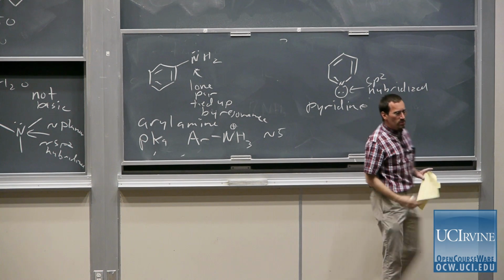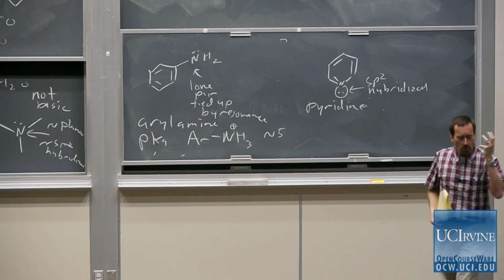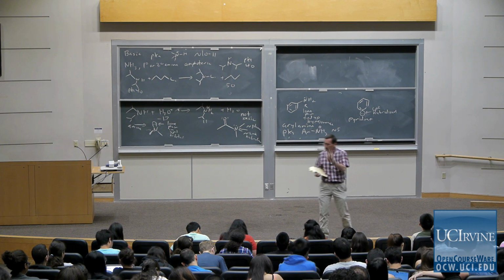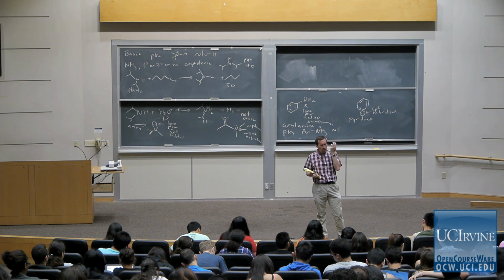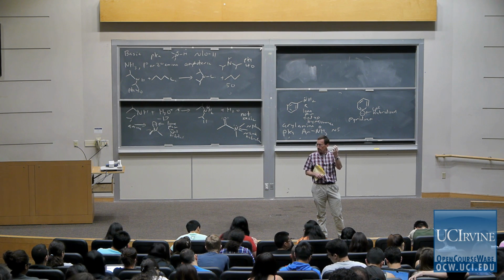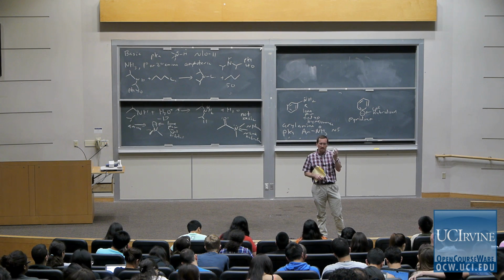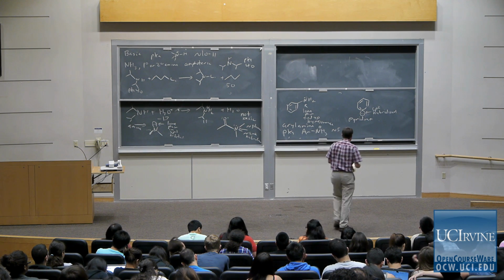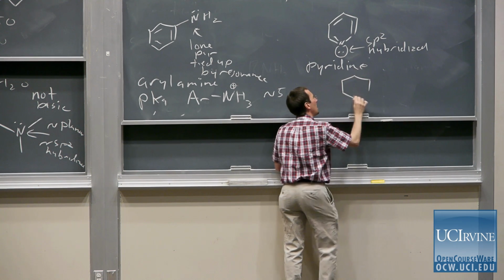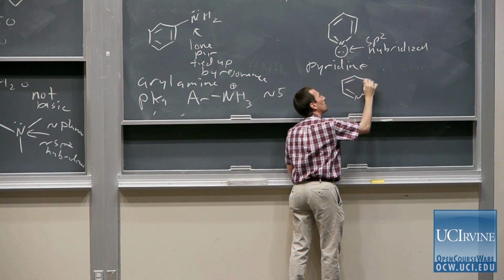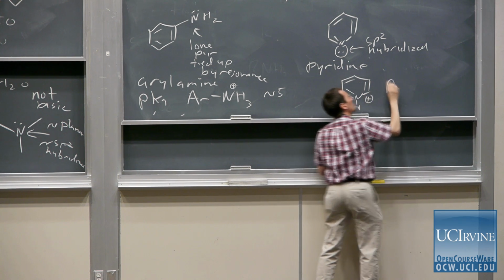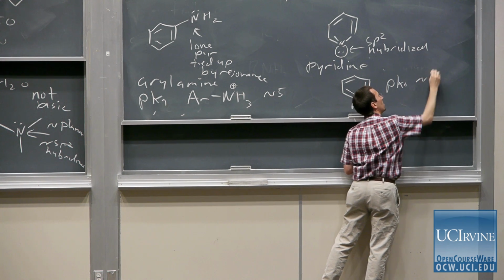And remember, when you use more s character, you hold your electrons closer to the nucleus. That makes them more stable, less willing to share. So when you use more s character, your lone pair is less available to bond to a proton. That lone pair is less basic and less nucleophilic than a regular amine. So the pKa of pyridinium, the conjugate acid of pyridine, the pyridinium ion, is also about 5.